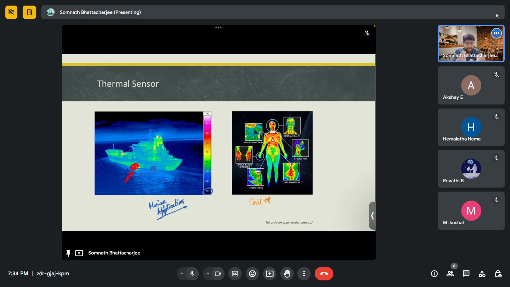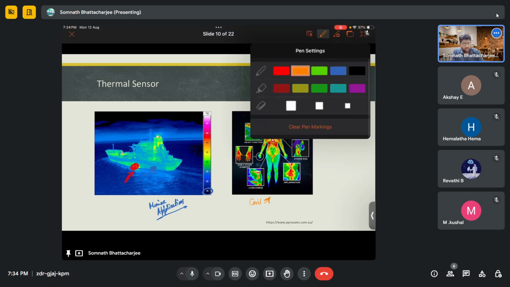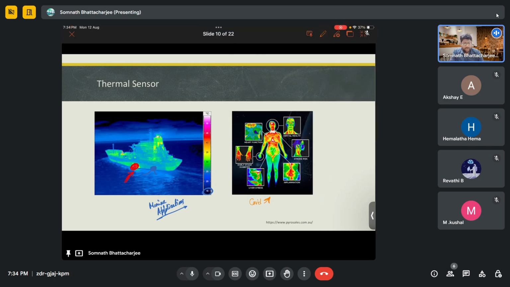So by taking just a simple image, within 1 or 2 minutes, we'll be able to check the image, and we'll get to know which person is having fever or some kind of symptoms like that. So it's a very useful tool we can use to capture images.